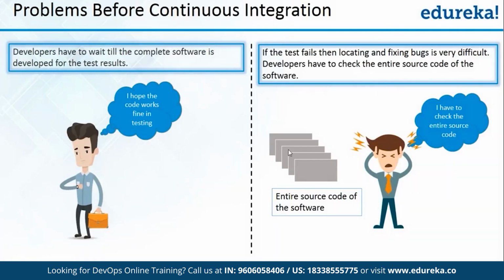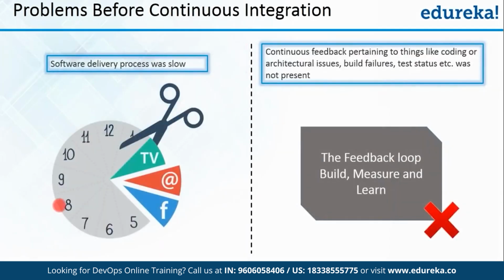Now we'll move forward and we'll see two more problems that were there before continuous integration. So the third problem was that the software delivery process was slow. Developers were wasting a lot of time in locating and fixing bugs instead of building new applications. As we just saw, locating and fixing of bugs was a very time consuming task, due to which developers were not able to focus on building new applications. You can relate that to the diagram in front of your screen. As we all waste a lot of time watching TV and on social media, similarly developers were also wasting a lot of time in fixing bugs.